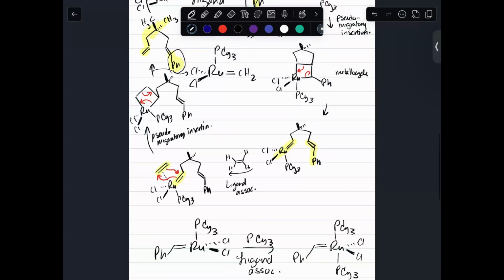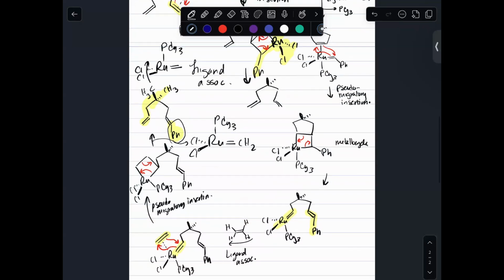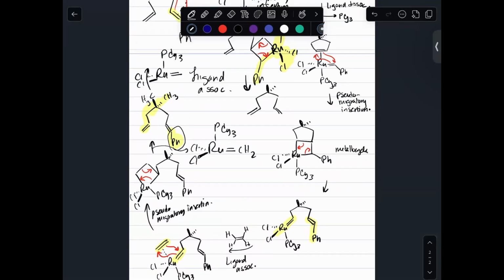Notice that all the steps are the same. You form ligand association is your first step. Ligand association is your second step. You form two metallocycles along the way, and you regenerate your catalyst at the very end. Exact same mechanism. Now, in this case, we used ethylene as our second pi system.